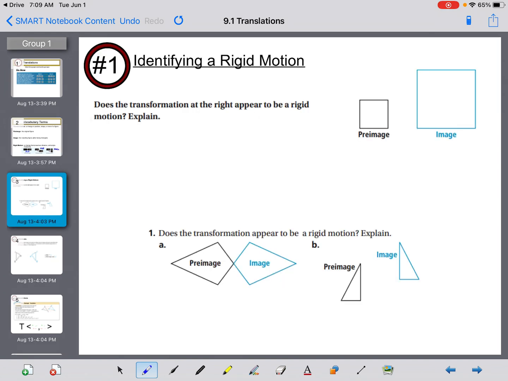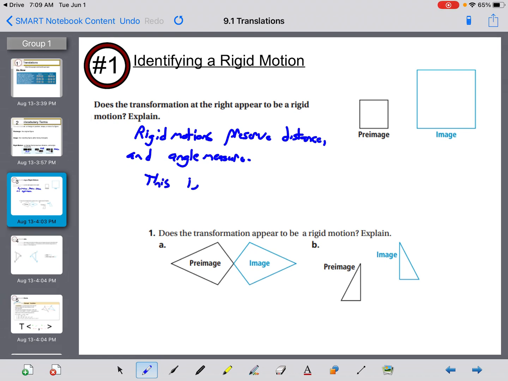Identifying a rigid motion. Does the transformation at the right appear to be a rigid motion? Well, for something to be a rigid motion, they preserve distance and angle measure. We went from one small square to a much larger square. Well, that didn't preserve distance. So this is not a rigid motion.